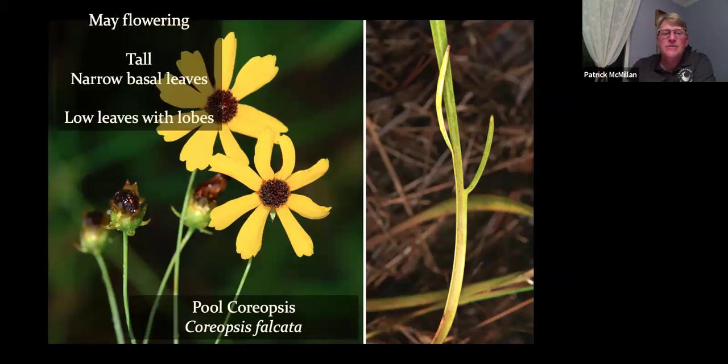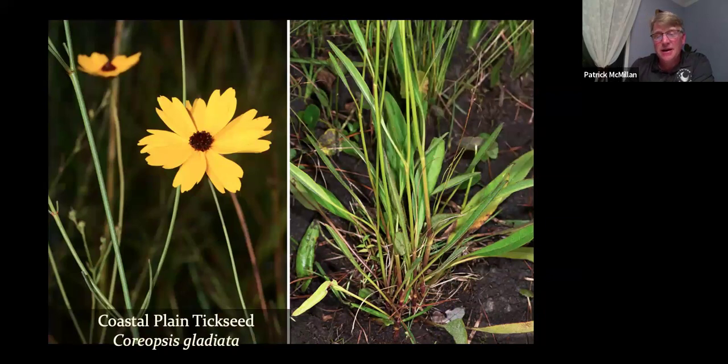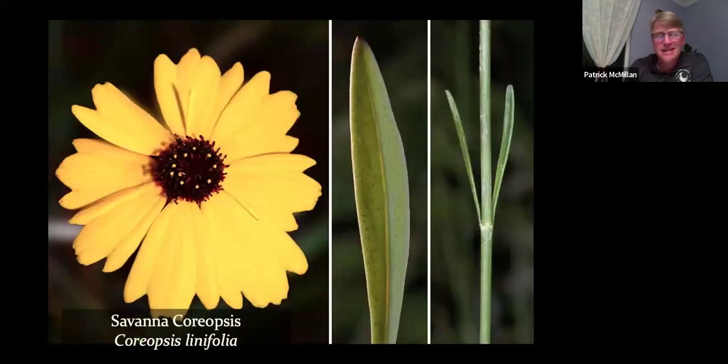Pool Coreopsis flowers in May. It's very tall, has narrow basal leaves. Low leaves have lobes on them, like you see here. Coastal plain tickseed looks almost identical. Does not have the lobes, but it flowers in October. All right, so you'd never confuse it. This makes an incredible garden plant. It's one of the better Coreopsis, but in my opinion, not the best.